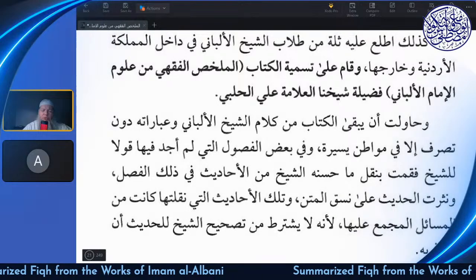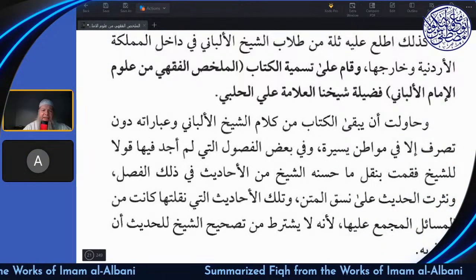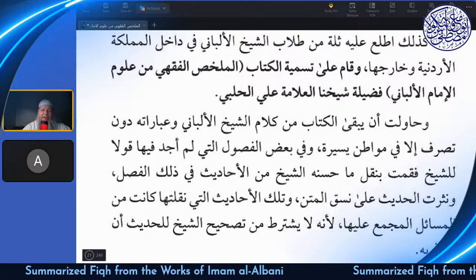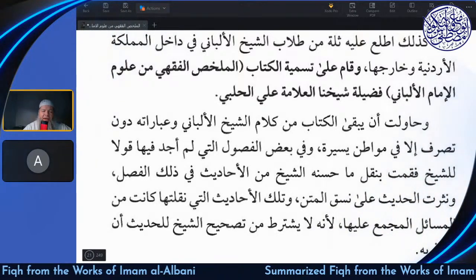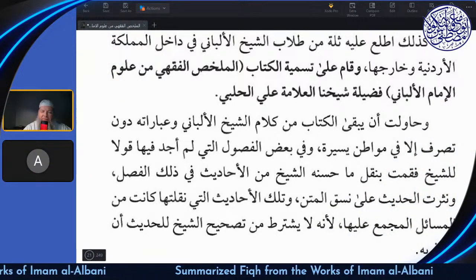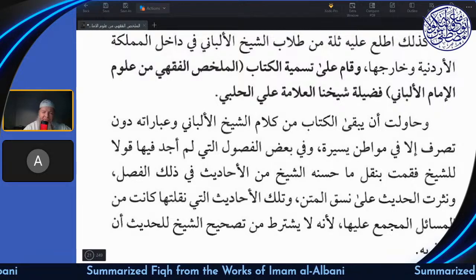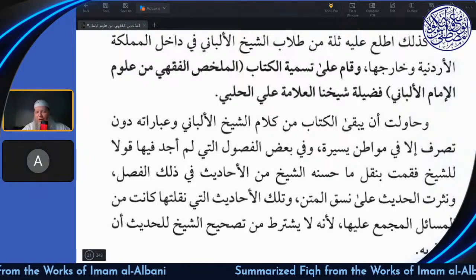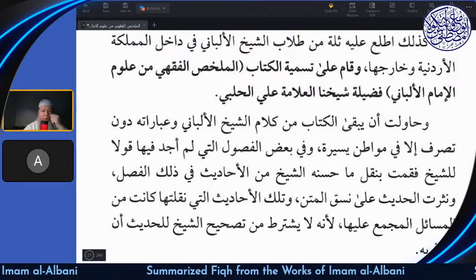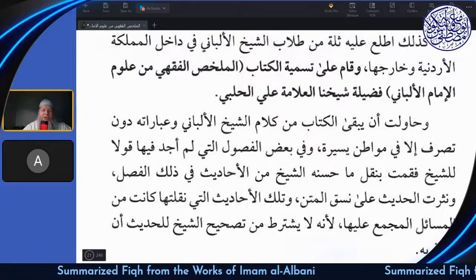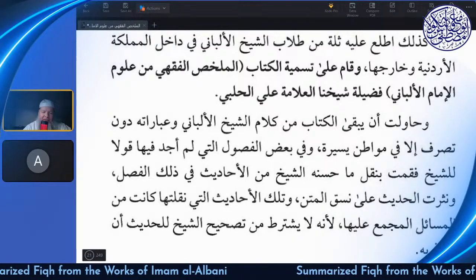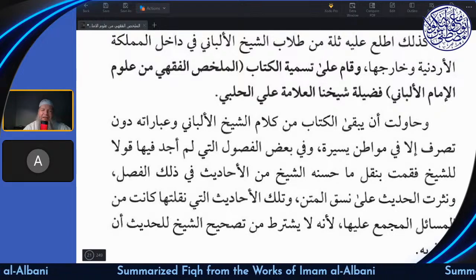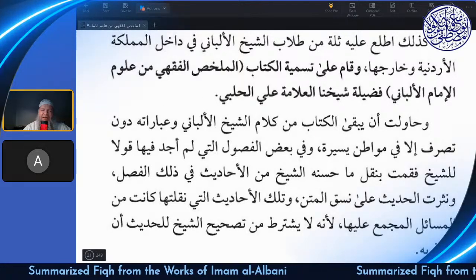وفي بعض الفصول, and in some of the sections, التي لم أجد فيها قولا للشيخ, in which I did not find a statement belonging to the sheikh, meaning there could be a chapter in certain sections of marriage, for example, or certain issues of buyu, business transactions, in which Sheikh Sulaiman Mubarak did not find Sheikh Al-Albani mentioning this issue, but yet it is famous in all of the books of fiqh.